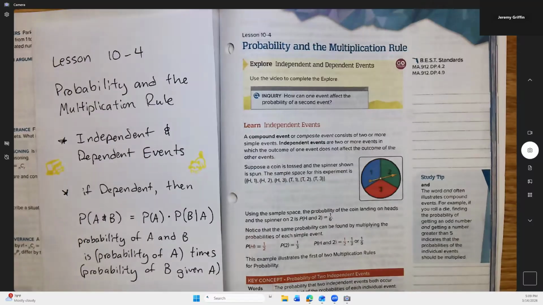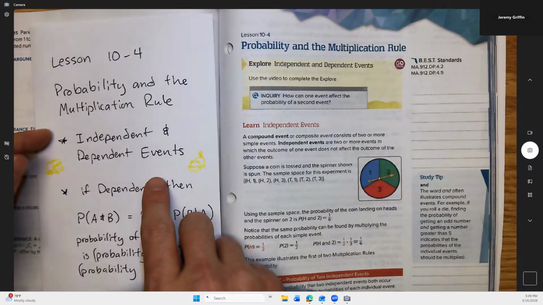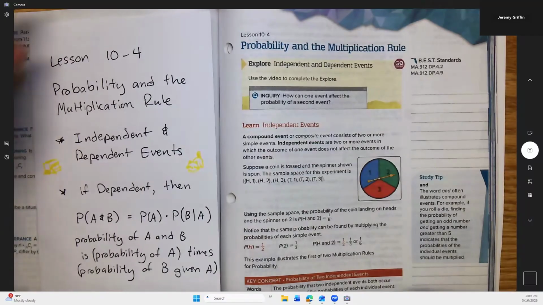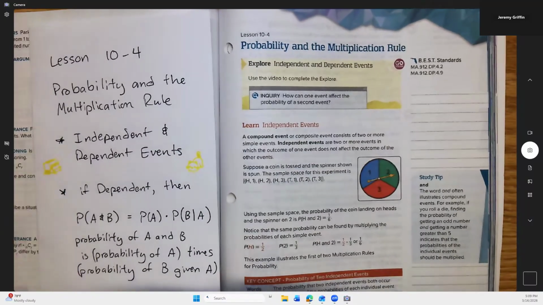Lesson 10 for probability and the multiplication rule. So here we're going to be looking at scenarios that could be independent or dependent events. If events are independent, that means that one event has no bearing on the other.